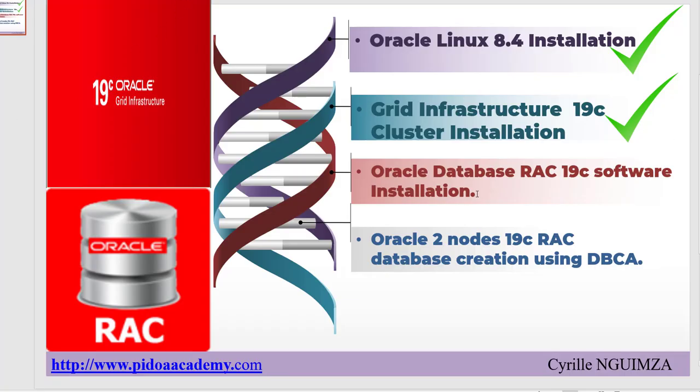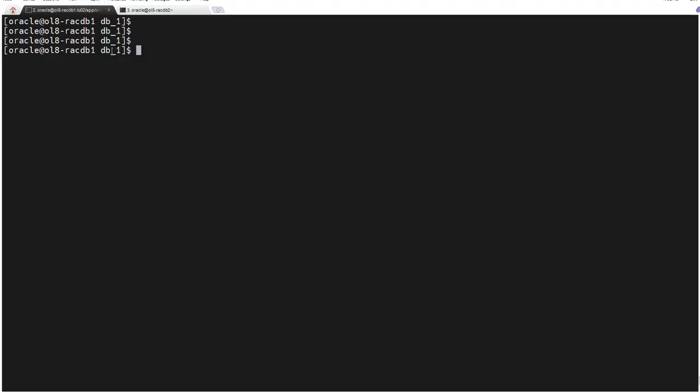With this, we are going to proceed with the third step. The third step is the Oracle Database RAC 19C software installation. My cluster is ready because I have done the first 2 steps. Now I'm going to take you to my PC. This is the first node of my cluster, and this is the second node of my cluster, OL8-RAC DB2. So I have the first node of my cluster here, OL8 RAC DB1. I have the second node here, OL8 RAC DB2.